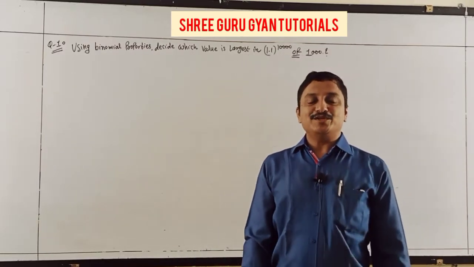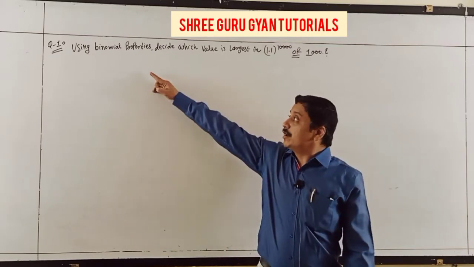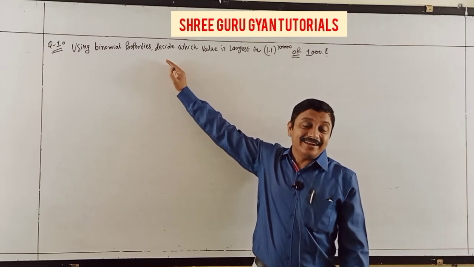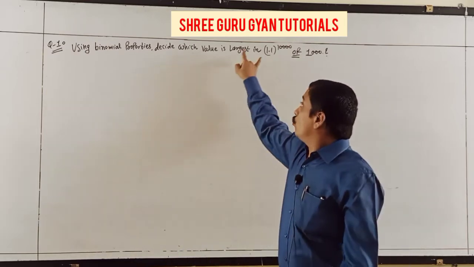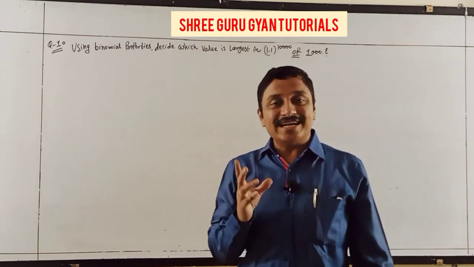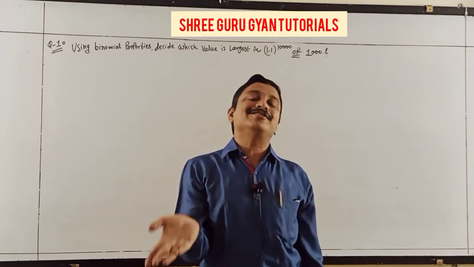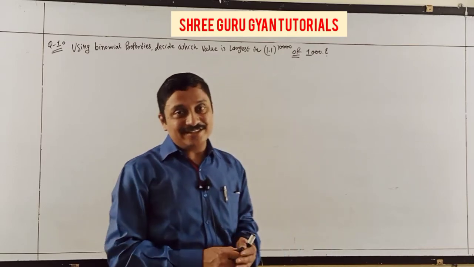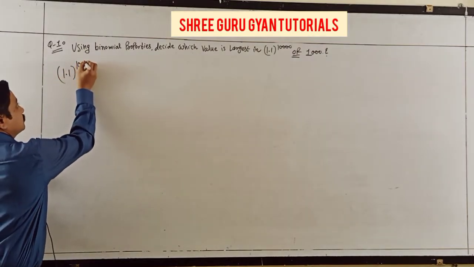Now students, coming to the next question. It is a property-level question. Using binomial properties, decide which of the two values is the largest: 1.1 raised to 10,000 or 1,000. We decide whether the first one is larger than the second, or the second is larger than the first. Very easy, property-wise, doing 1.1 raised to 10,000.